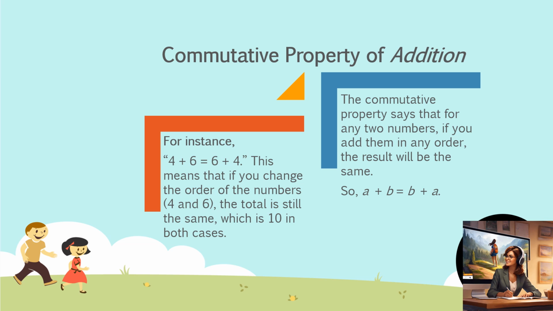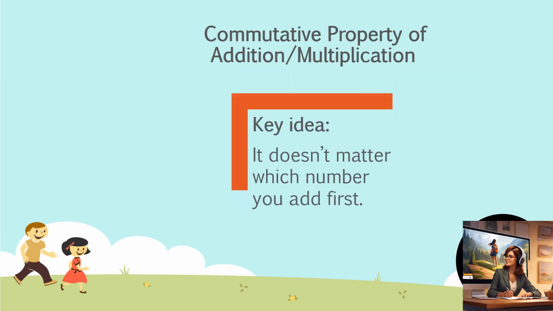The commutative property says that for any two numbers, if you add them in any order, the result will be the same. So, A plus B equals B plus A. The key idea here is it doesn't matter which number you add first.